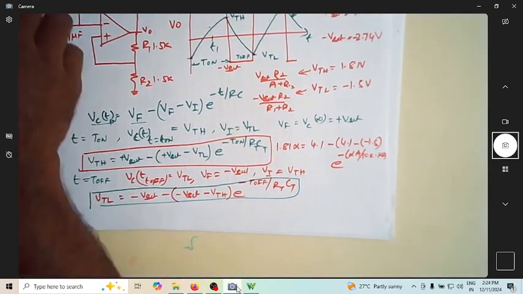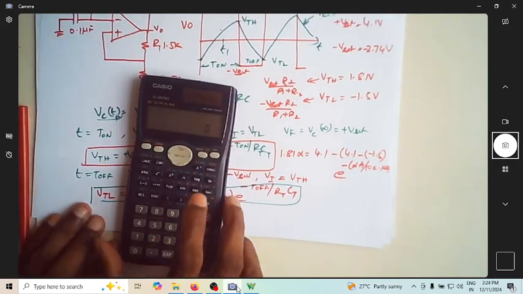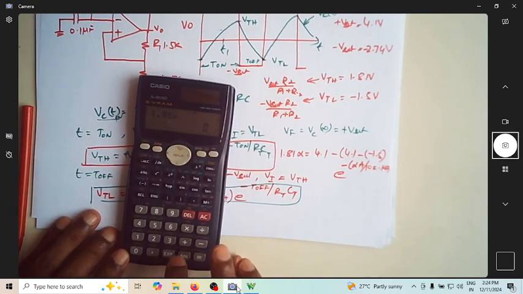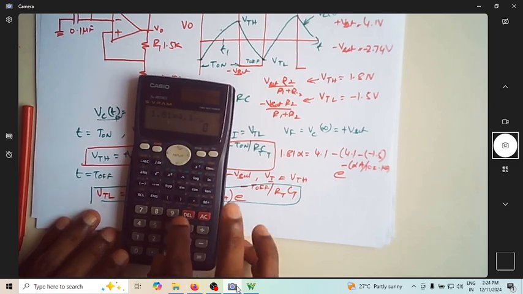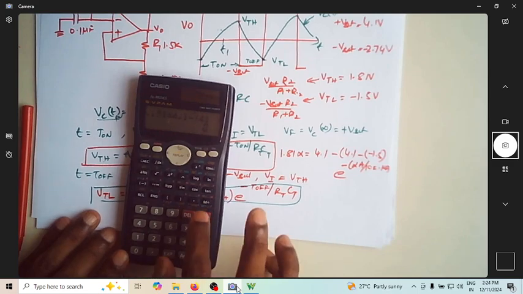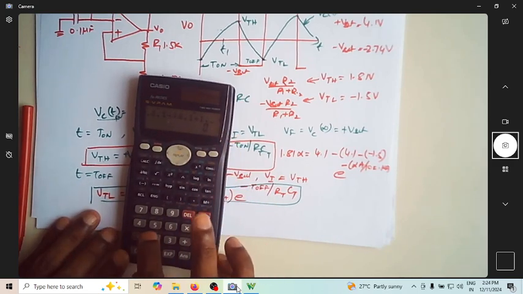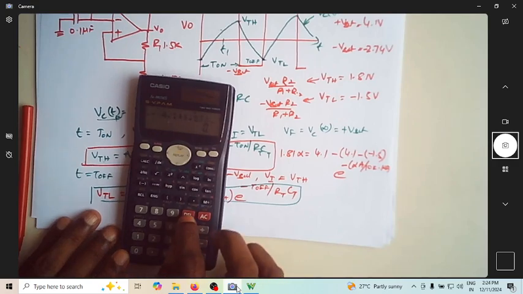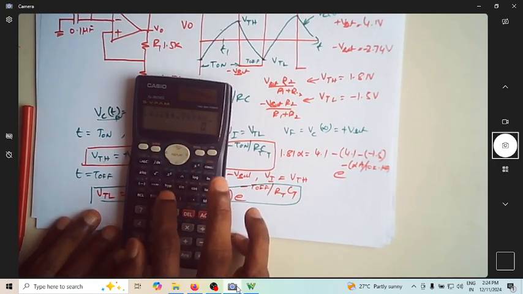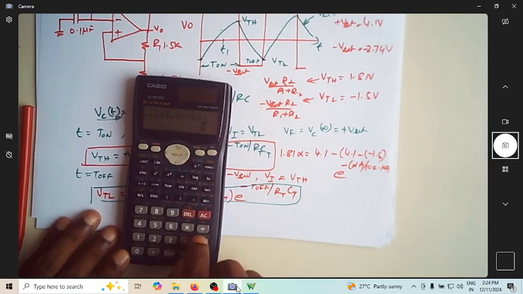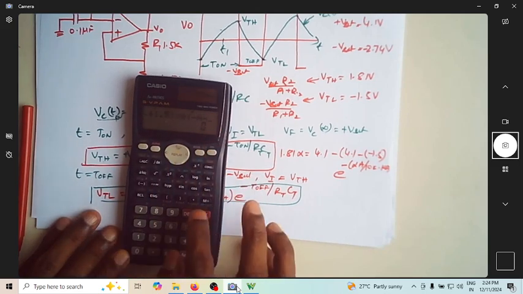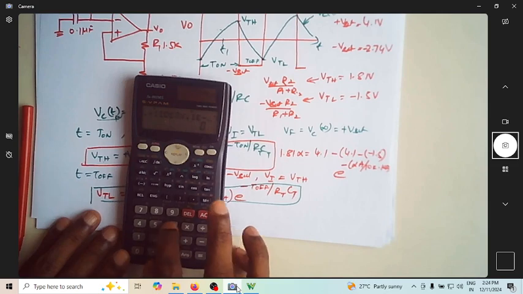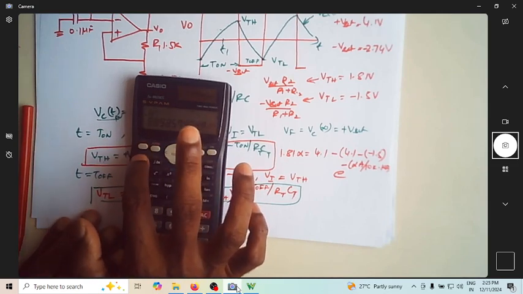If I do all those things, I will get T on. So it is now 1.81 alpha equals 4.1 minus... it is 4.1 plus 1.5, of course minus of minus will become plus, into exponential to the minus alpha A divided by, open the parenthesis, 10 exponential 3 into 0.1 exponential minus 6, close, shift calculate.